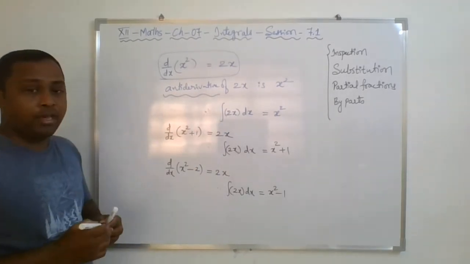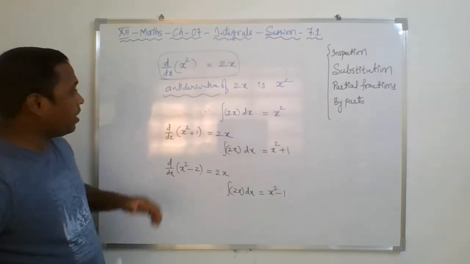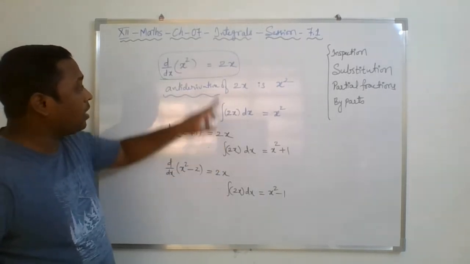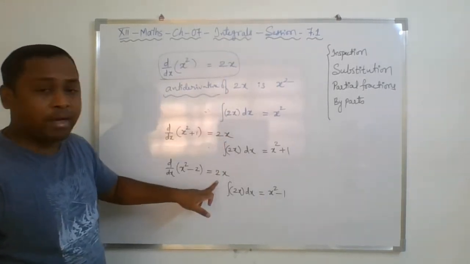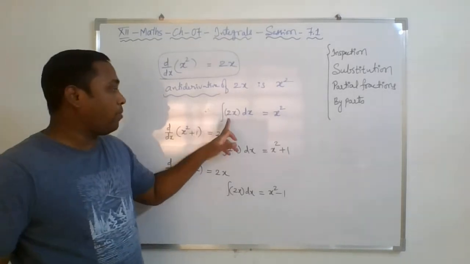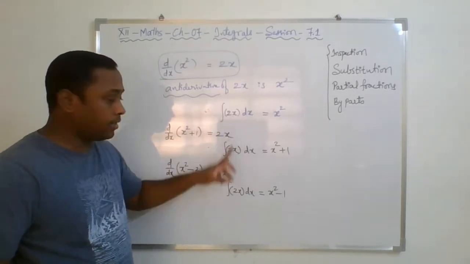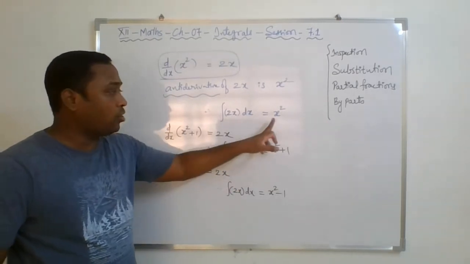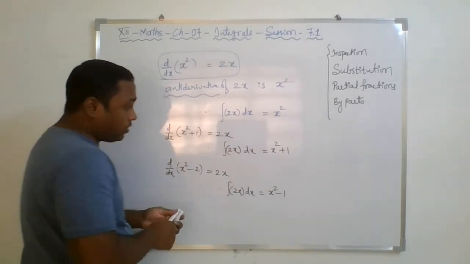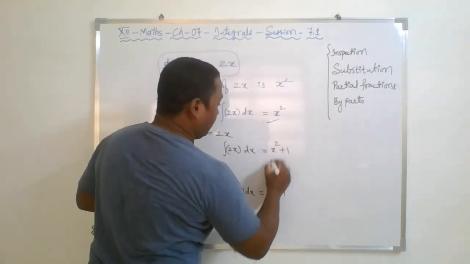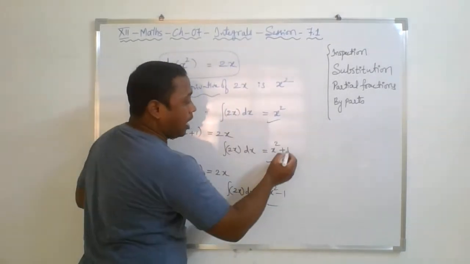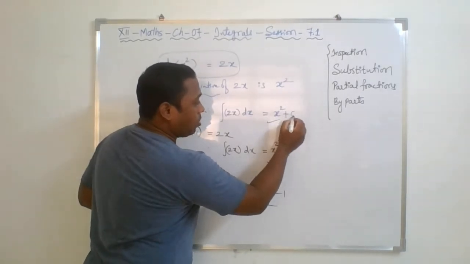Are you getting me? So, what I am saying is, when you talk about the derivative of a function, you are getting the same answers. But when you talk about the integration of 2x, you are getting various answers. See here, and these answers all differ by a constant.